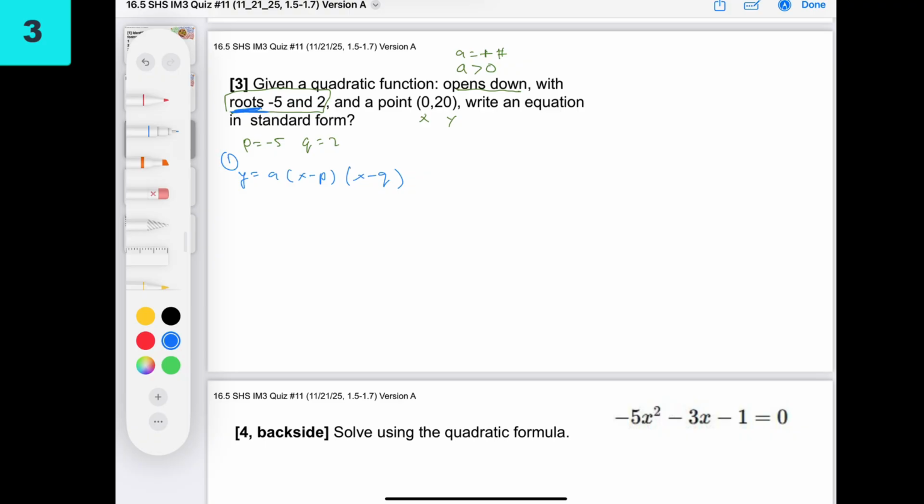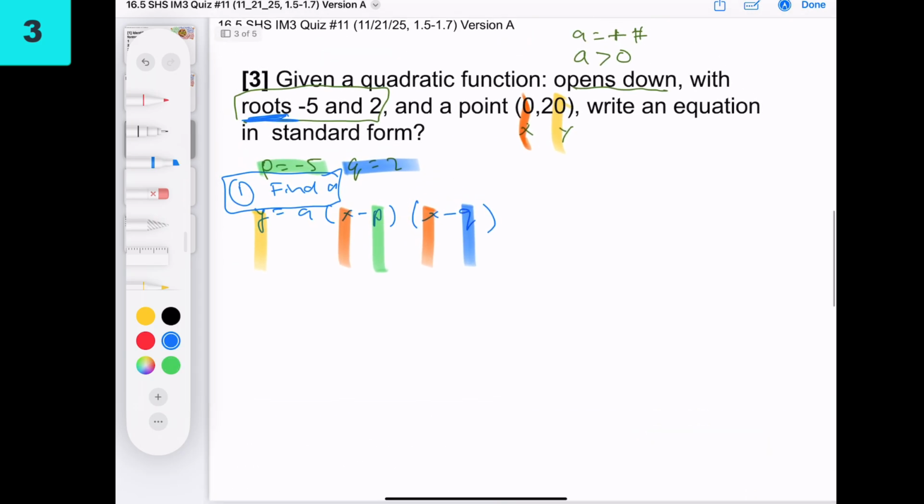So first I'm going to find a. Let's just do all of our substitutions here. X is 0. Y is 20. P is -5. Pay attention, I didn't highlight the negative sign. Q is 2. And the only thing that's not highlighted here is the a value.